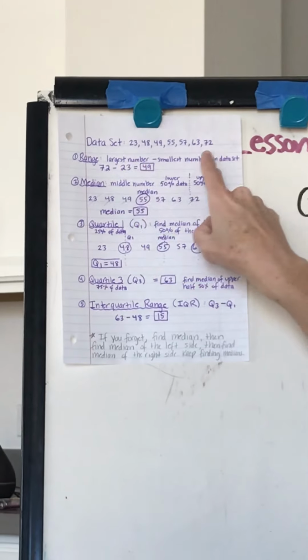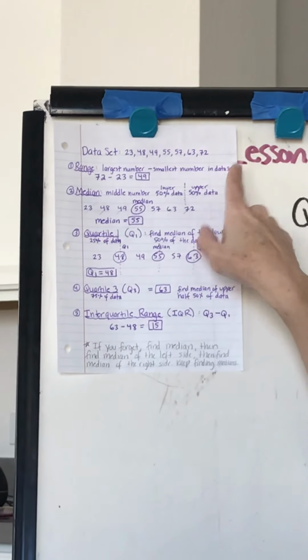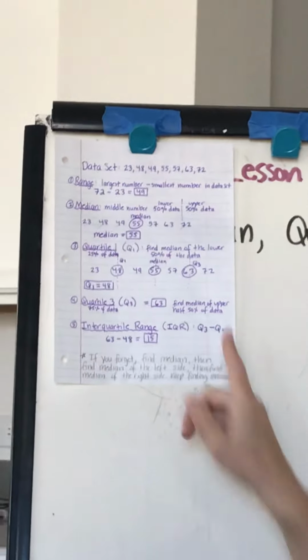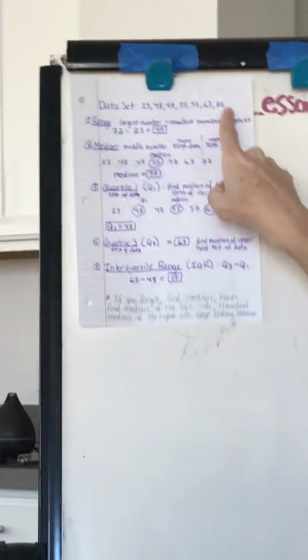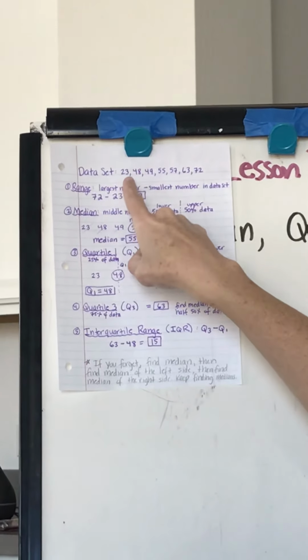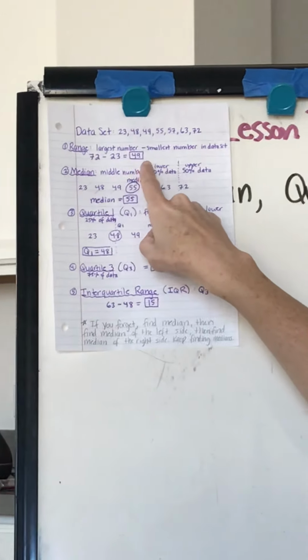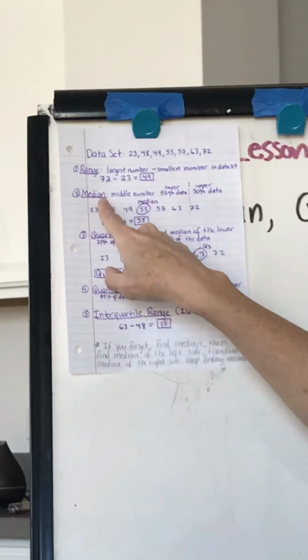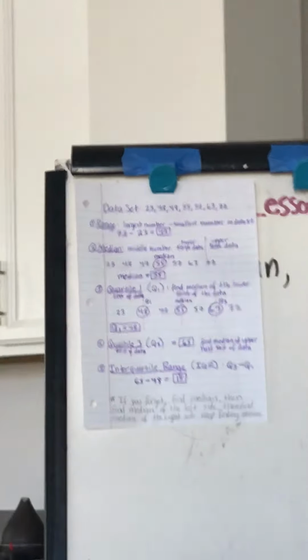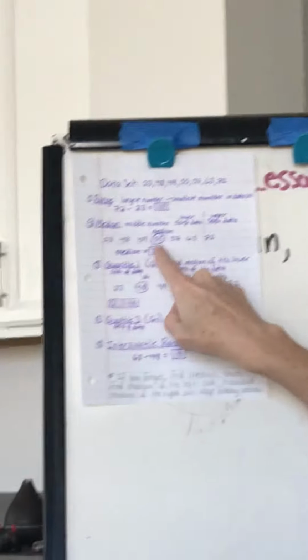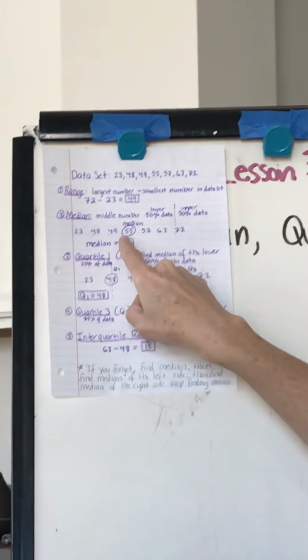If you have this data, to find the range, you put the data in order. You always put the data in order first. Then you take the largest number, which is 72, and subtract the smallest number. And that's how you find the range. The median is the middle number. So you put the data in order and you go like this. And the median we get is 55.